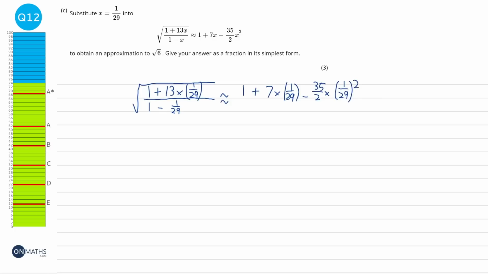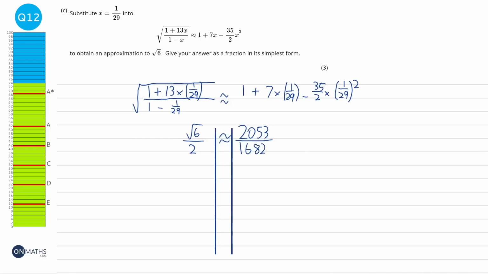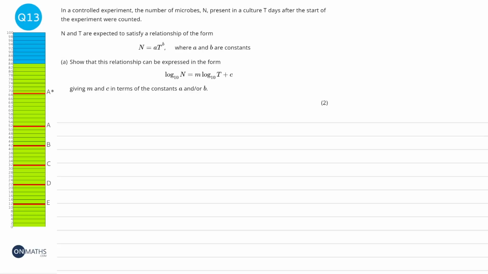Now we can work out the left and right hand side on the calculator, and the left hand side gives us root 6 over 2, and the right hand side gives us 2053 over 1682, and we'll put our lines in, times both sides by 2. So we've got root 6 is approximately the same as 2053 over, we can just divide the bottom by 2, 841.